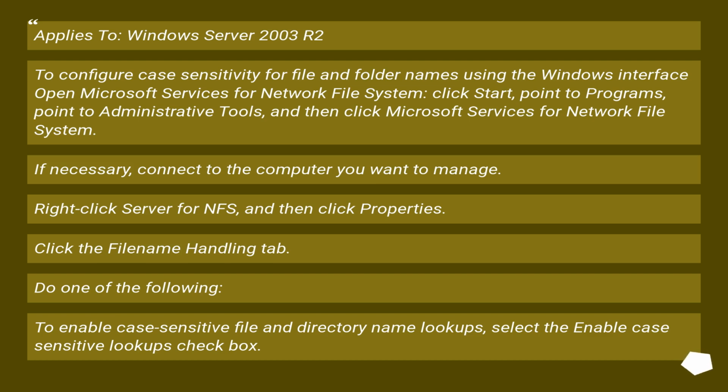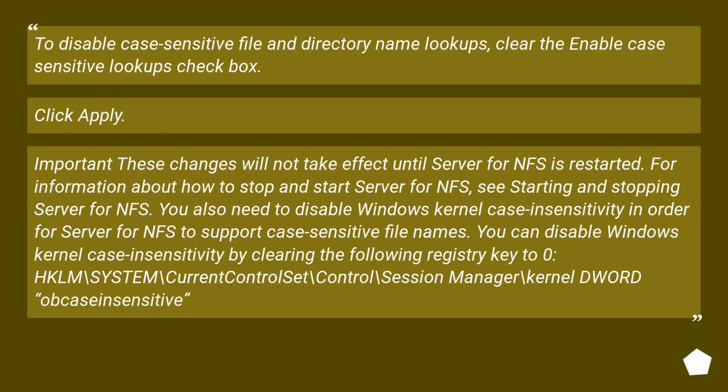Do one of the following. To enable case-sensitive file and directory name lookups, select the Enable Case-Sensitive Lookups checkbox. To disable case-sensitive file and directory name lookups, clear the Enable Case-Sensitive Lookups checkbox. Click Apply. Important: these changes will not take effect until Server for NFS is restarted. For information about how to stop and start Server for NFS, see Starting and Stopping Server for NFS.